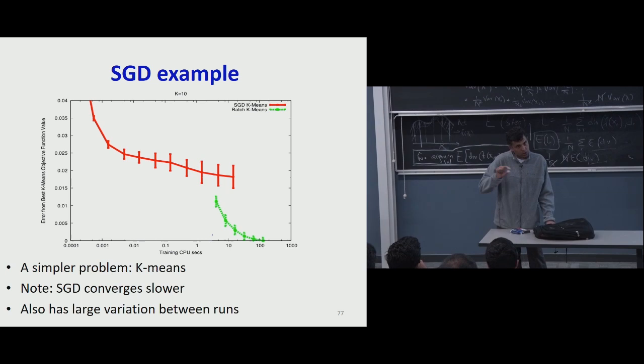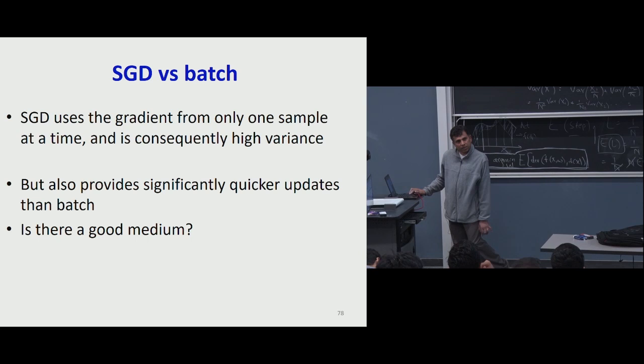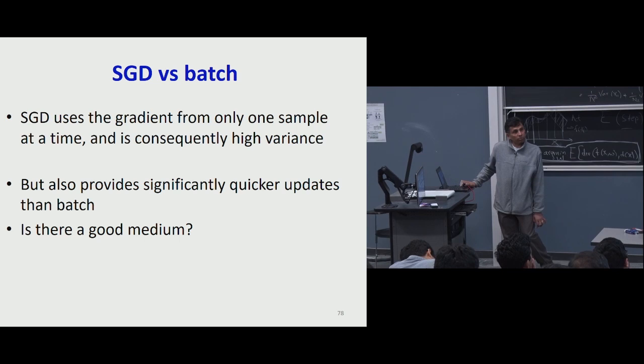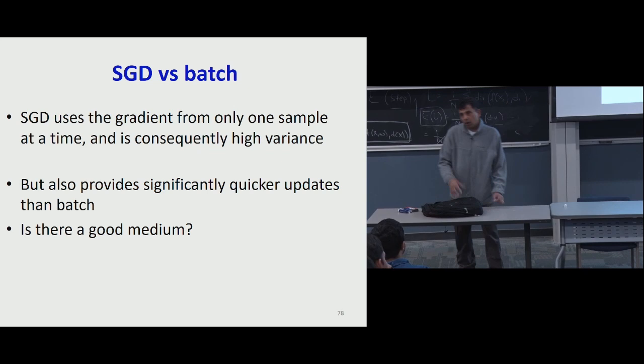So SGD uses the gradient from only one sample at a time, and it's consequently high variance, but also provides significantly quicker updates because you are computing T updates. And if the data are not randomly scattered, but if they are clumped, then SGD is going to give you a much better solution for that data instance, right? So is there a good medium? Well, that's where your mini batch update comes in.